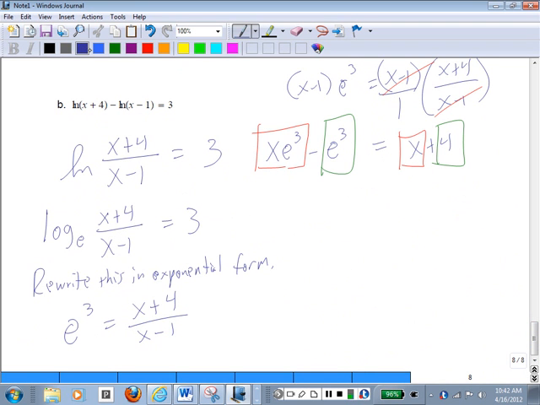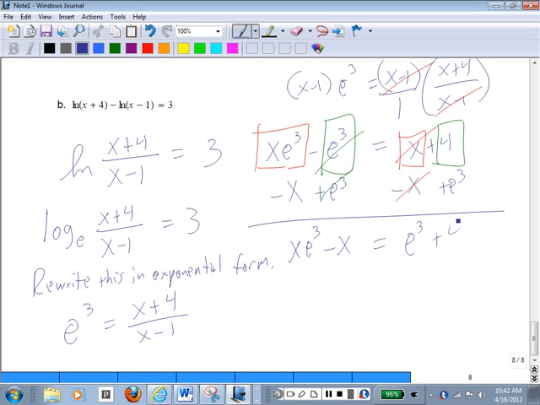So I'm going to subtract x from both sides to get the terms with x's in them together on the left, and I'm going to add e cubed to both sides to get the terms without x's in them together on the right-hand side. So on the left, we're going to have x e cubed minus x. On the right, anyone have a preference between 4 plus e cubed and e cubed plus 4? All right, I'm going to go with e cubed plus 4.